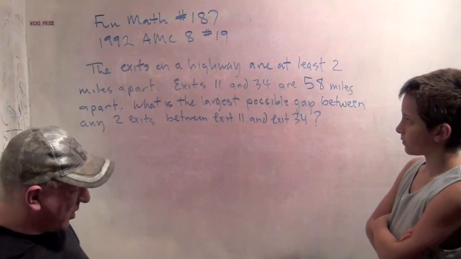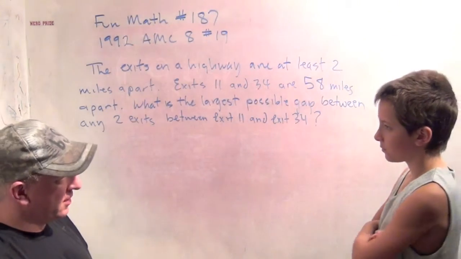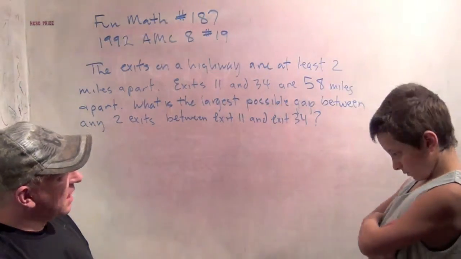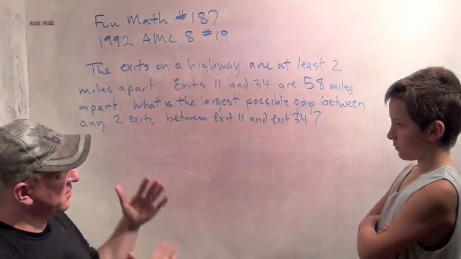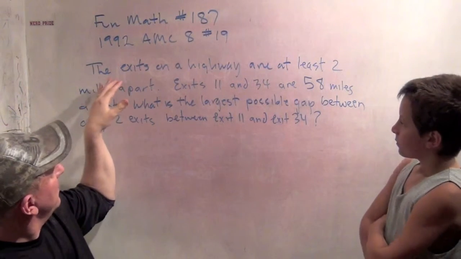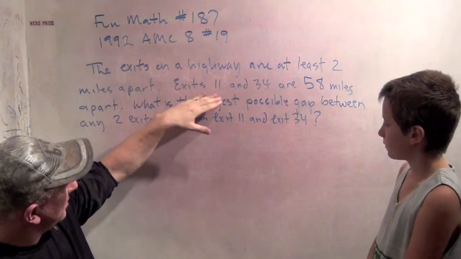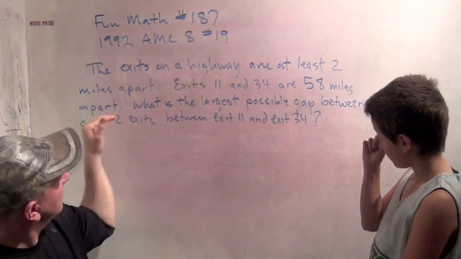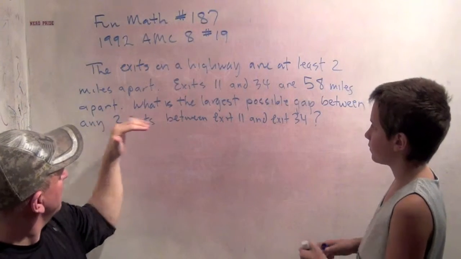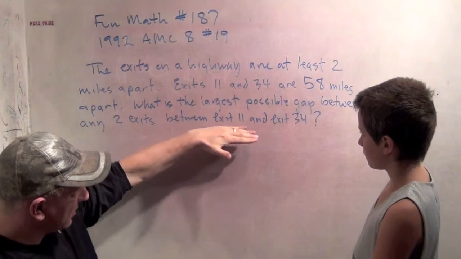And this problem is a type of problem that gives you a huge amount of trouble, right? Khan Academy actually has some cool stuff on these where they do some fence posts. But here, this is like a fence post problem. The exits on a highway are at least 2 miles apart. Exits 11 and 34 are 58 miles apart. What is the largest possible gap between any two exits, between these two exits?